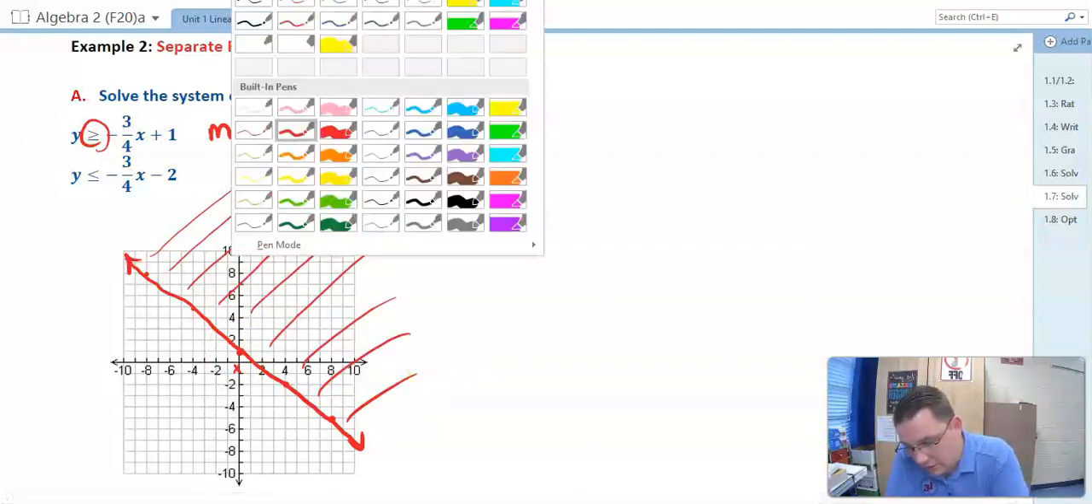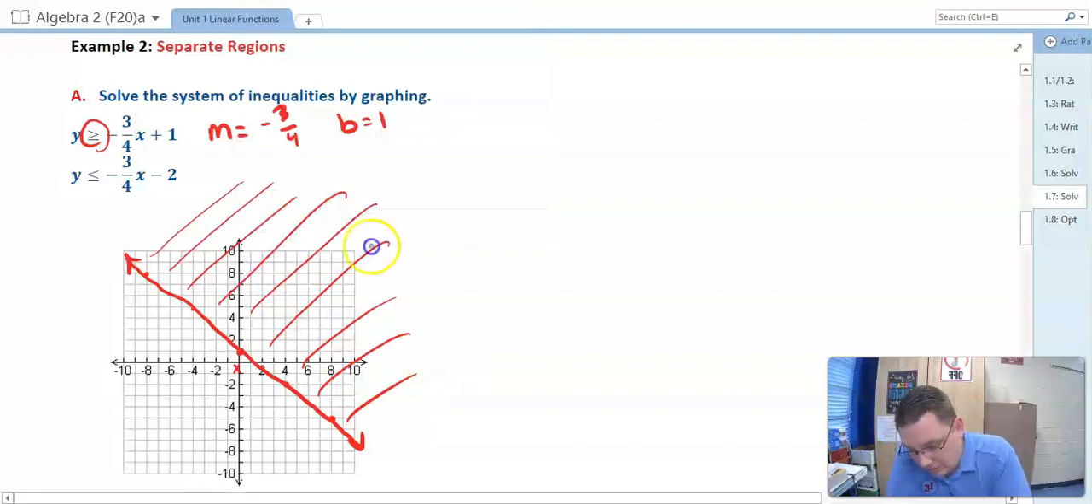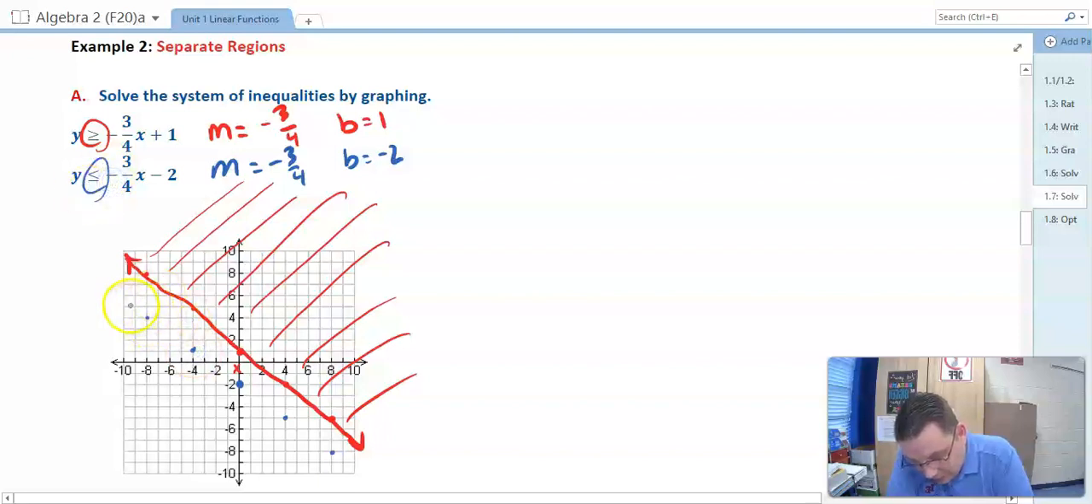Okay, let's check out blue. My slope is also -3/4 because we said that's the same slope. My y-intercept is -2, so I come to the -2. I'm going to do the same thing. Down 3, right 4, down 3, right 4. Up 3, left 4, up 3, left 4. This line is also solid here.